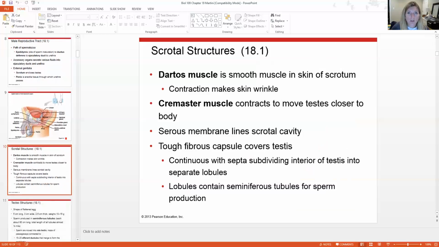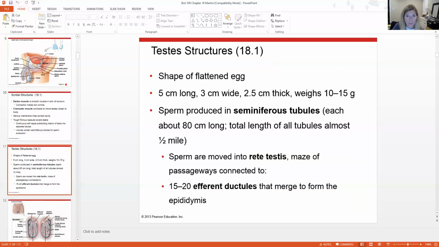There are some other muscles involved here. The dartos muscle is a smooth muscle in the skin of the scrotum. It makes the scrotum wrinkle. And then the cremaster muscle is going to move the testes up into the body or allow them to descend. There's a serous membrane that surrounds the scrotal cavity. There's also a tough fibrous capsule that covers the testes to protect them. And then the lobules within the testes contain all of the seminiferous tubules for sperm production. The testes are shaped like a flattened egg.